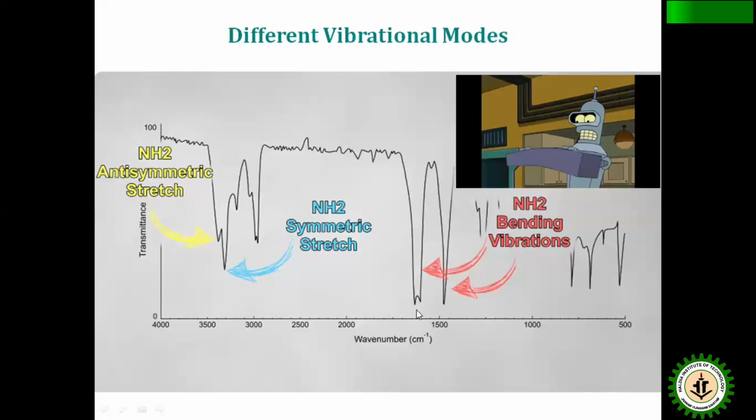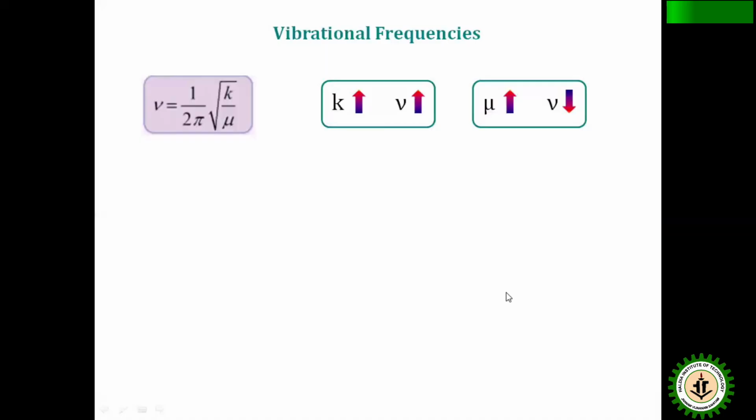Now, as I mentioned earlier, there are different kinds of vibration. If we consider only the stretching vibration, then the vibrational frequency also depends on different factors. The two main factors are the spring constant and the mass or reduced mass. First we will consider mass. As the mass increases, the vibrational frequency decreases. This is very easy to understand because heavier atoms vibrate slowly as compared to lighter atoms.